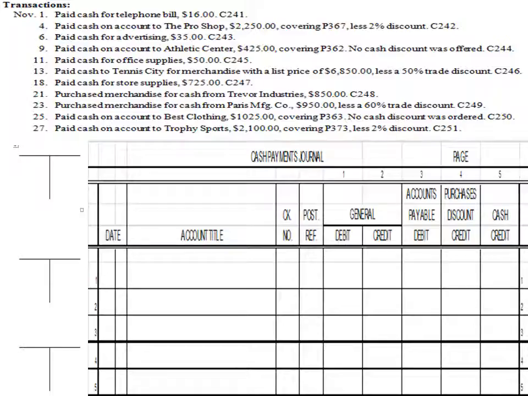So let's take a look at a transaction, and we'll talk a little bit about that purchase discount credit. I know you're probably wondering, what is that? We'll talk about that. That is a new account that we'll use here.